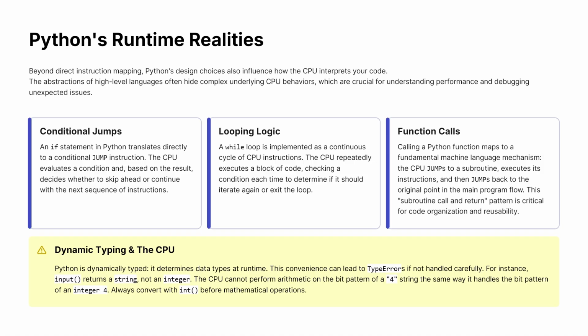One practical difference in Python, it's dynamically typed. That means Python figures out what type of data a variable holds at runtime rather than compile time. This is convenient, but it's also why Python can sometimes give you a type error that surprises you. Like if you use input to get a number from the user, Python gives you back a string, not an integer. If you try to do math on a string, the CPU literally doesn't know how to add it, because the bit pattern for the string 4 is completely different from the bit pattern for the integer 4. You have to explicitly call int to convert it first.